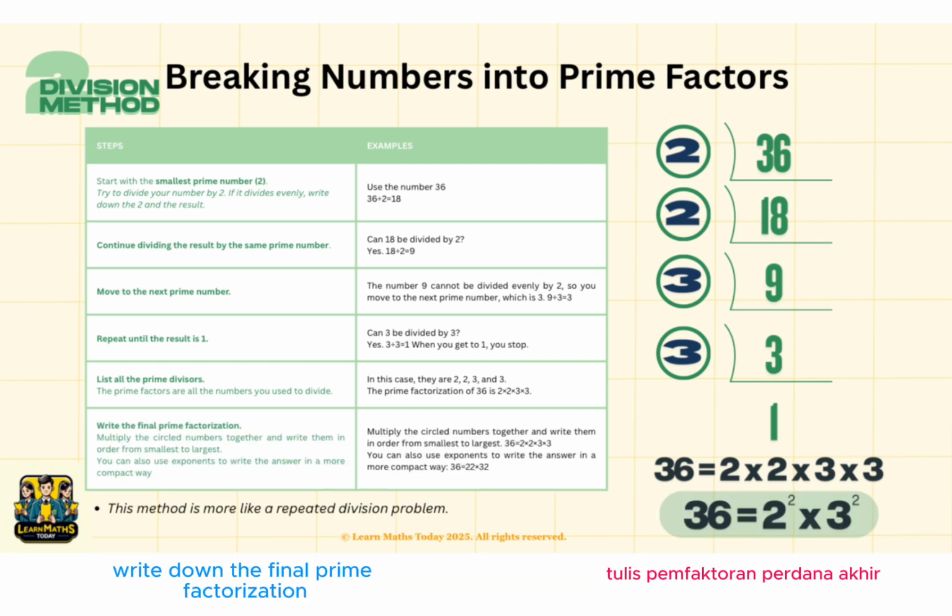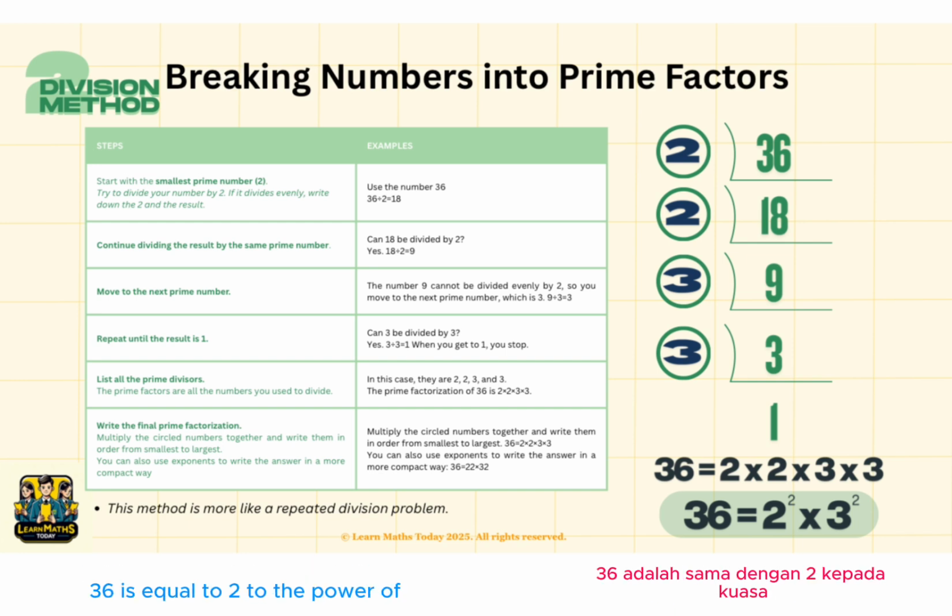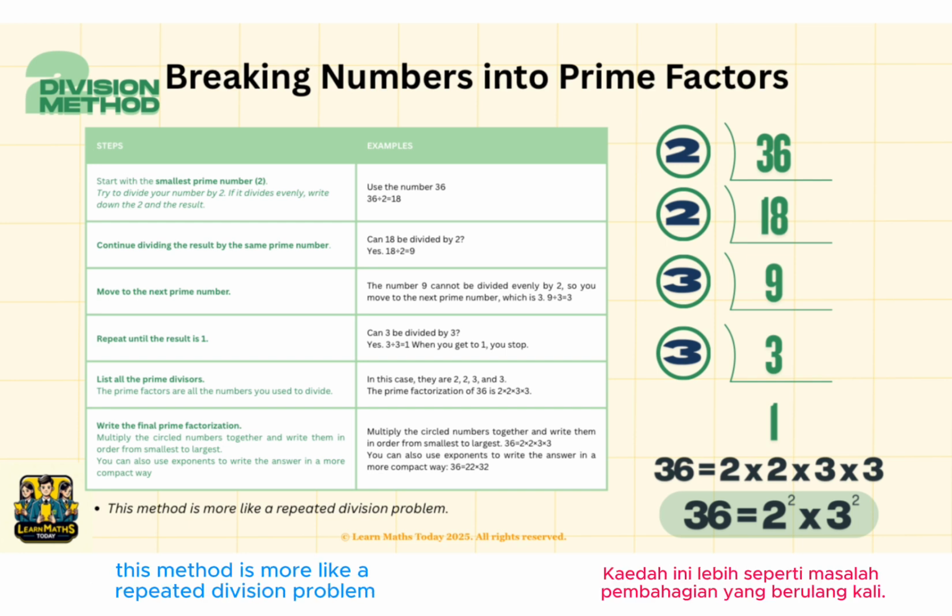Lastly, write down the final prime factorization. You may use exponents to write the answer. 36 is equal to 2 to the power of 2 times 3 to the power of 2. This method is more like a repeated division problem.